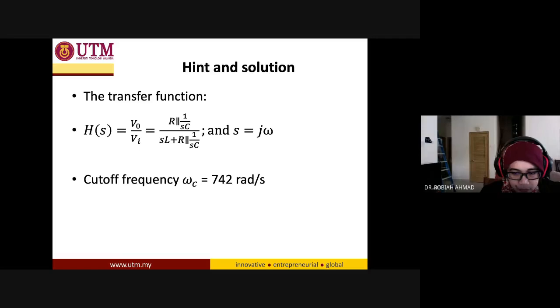If you want to simplify the calculation, if you use j omega, it will be messy with the j and the omega. So you can change it into s. Okay, I give you 10 minutes to try. Please try to get at least the transfer function.